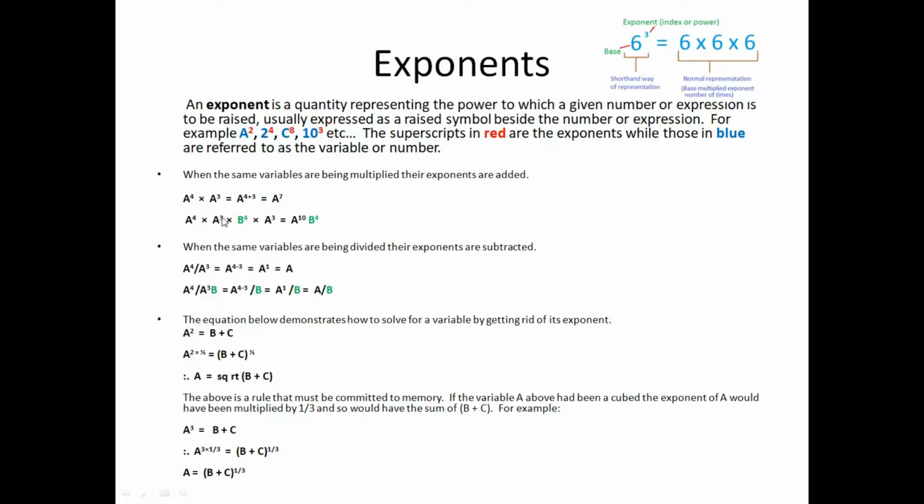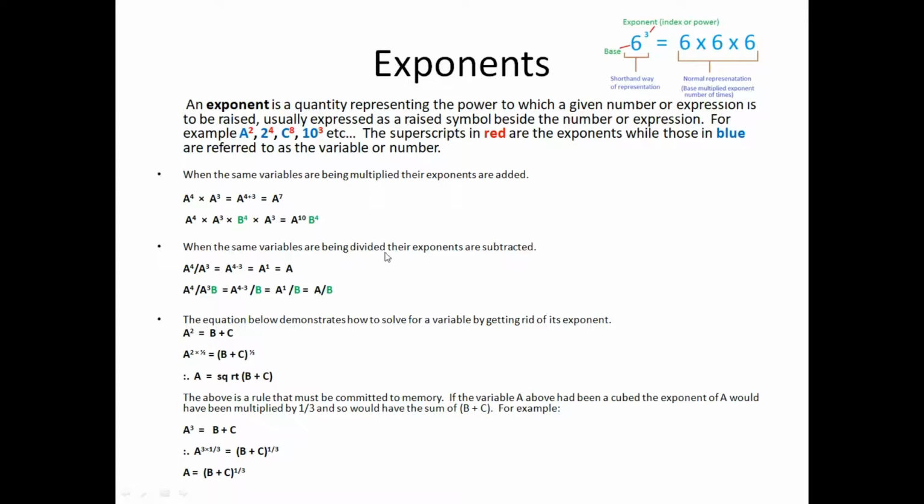A to the 4th times a to the 3rd times b to the 4th times a to the 3rd is equal to all the a's adding back together. So 4 plus 3 plus 3. 4 plus 3 is 7. 7 plus 3 is 10. So a to the 10. Note well that the b did not get added because it's a different variable. So you have a to the 10th, b to the 4th.